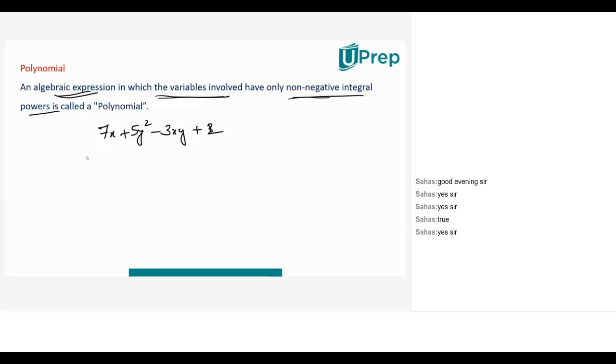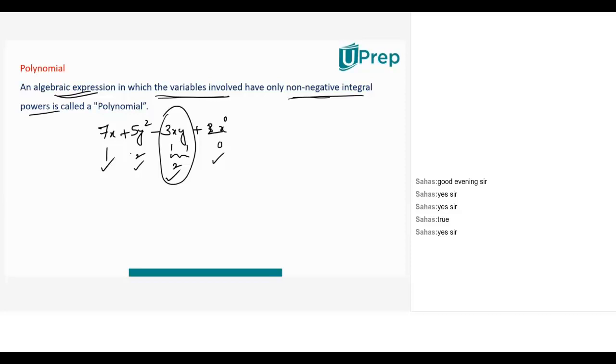That's a polynomial. What are the variables present? X is present, power is 1, which is positive. Y is present, squared, power is 2, positive. Here both the variables x and y are present. Both the powers are 1 and 1, so the combined power is 2, positive. Then a variable is not present, so I write the variable as present with power 0, which is also non-negative. Therefore, every power present here with whichever variable present, the total expression is a polynomial.